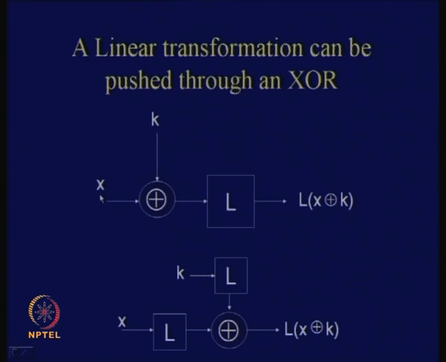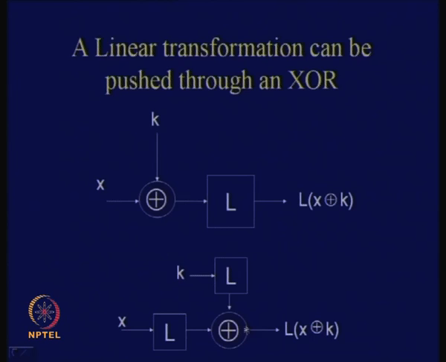You take X and XOR that with K, so that is your add round key. And when you are doing your mixed column, or an inverse mixed column, that's also a linear transformation, right? So you take L and obtain L(X) XOR K. The question is, can you swap these two operations? That is, can you do the L first and then follow it with the XOR operation, right?